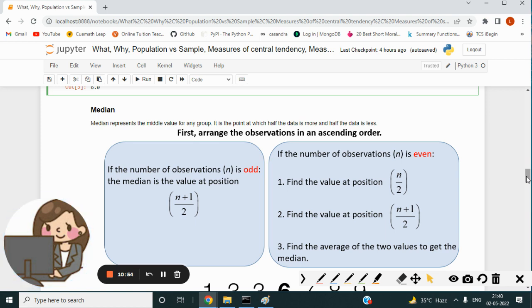Now there is another kind of central tendency known as median. Median represents the middle value of any group. Suppose we have some values like 1, 2, 3.